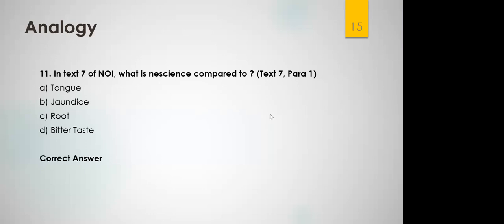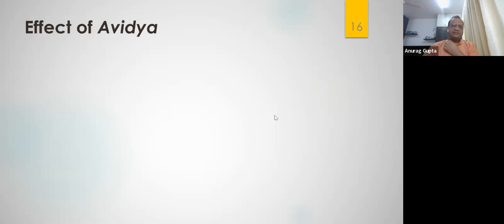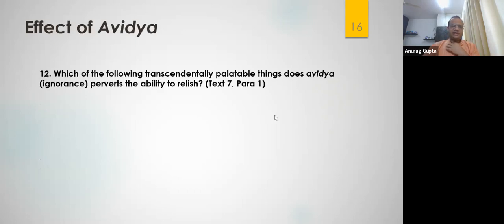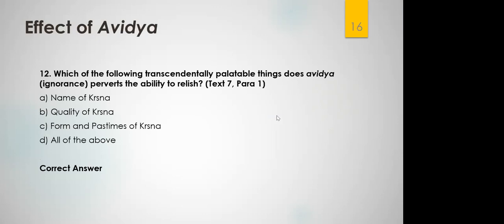So, what is nescience compared to? Nescience is compared to the jaundice. Very good. Okay, effect of avidya. Which of the following transcendentally palatable things does avidya pervert the ability to relish? We just now discussed, I think you will be able to quickly answer this. Name of Krishna, quality of Krishna, form and pastimes of Krishna, all of the above. Correct answer is all of the above.